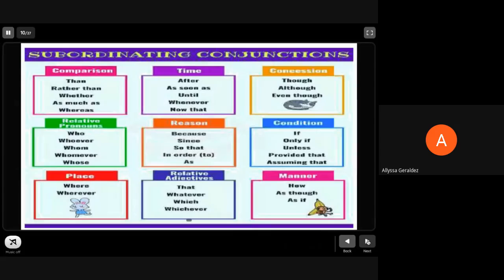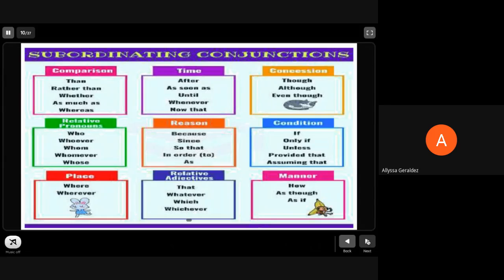To introduce another dependent clause, it always starts also with a subordinating conjunction. You have there in the table, for comparison, we'll use than, rather than, whether, as much as, whereas. For time, we'll use after, as soon as, until, whenever, now that. For concession, we'll use though, although, even though. For relative pronouns, who, whoever, whom, whomever, whose.